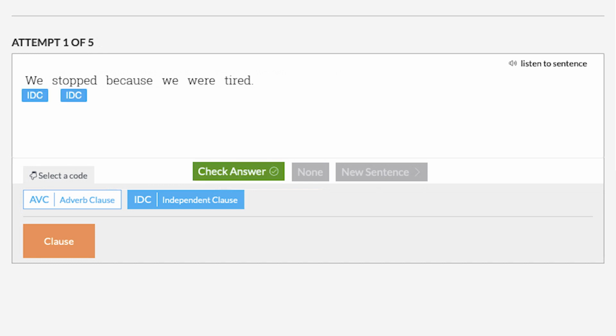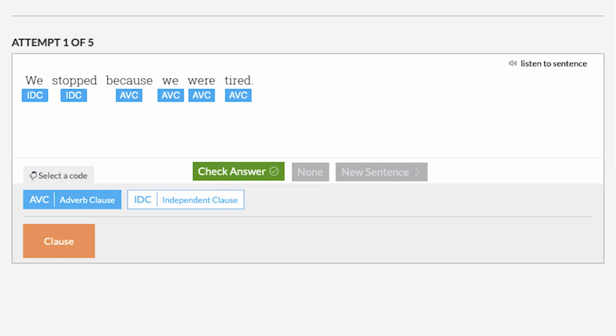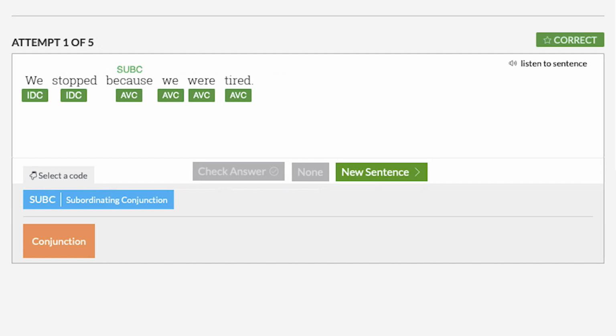We stopped is an independent clause. Because we were tired is a dependent clause functioning as an adverb. The word because is a subordinating conjunction introducing the dependent clause and making the clause an incomplete thought. We were tired is a complete thought. Because we were tired is an incomplete thought.